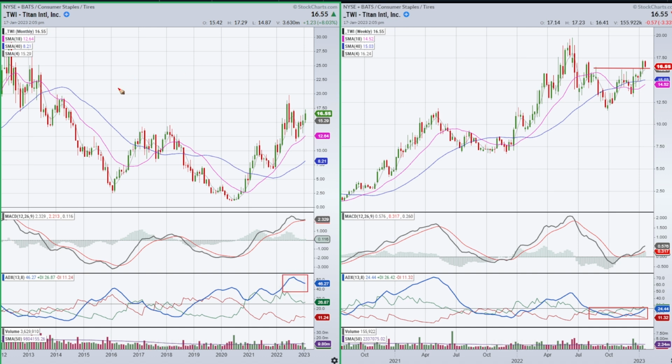Now the monthly can show, let's just say this is the 25 line, can show strength and then it can drift back down below 25. As long as it had strength on the up move, it's okay if it drifts down a little bit below 25.